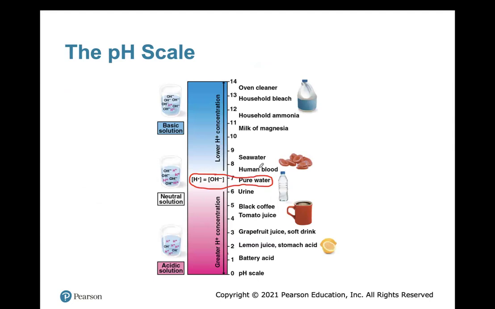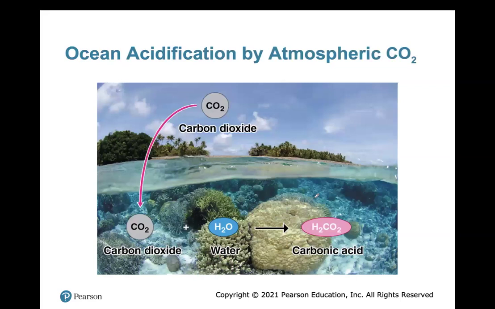Human blood is slightly basic, about 7.4. More basic would be seawater, milk of magnesia, ammonia, bleach, oven cleaner. Then moving down on the acidic side, anything less than 7 would be urine, black coffee, tomato juice, grapefruit, lemon juice, battery acid, and eventually hydrochloric acid. Ocean acidification by atmospheric CO2. We'll talk about how CO2 in the atmosphere can go through a chemical reaction in the water to lead to carbonic acid in the oceans, and that can lead to some ocean acidification.